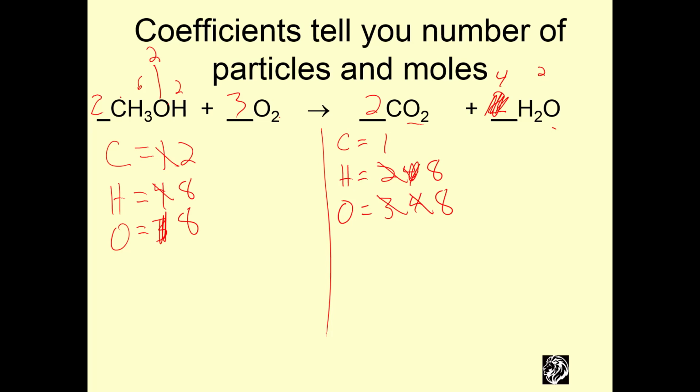Now, what if I had pairs? Do you see how 2 pairs of this would give me 3 pairs of this, 2 pairs of this, and 4 pairs of this? Now, we don't count particles in pairs. We don't count them in dozens. We count them in moles. Remember, a mole was 6.02 E23. So if I have 2 moles, or 2 times 6.02 times 10 to the 23rd, I would have 3 halves as much, right? 3 moles of this, and I would have 2 moles of this, and I would have 4 moles of water. So you need to know the coefficients tell you the number of particles and the number of moles.